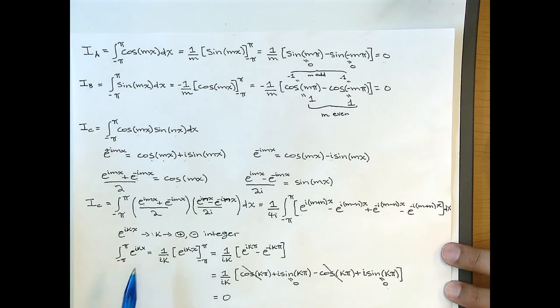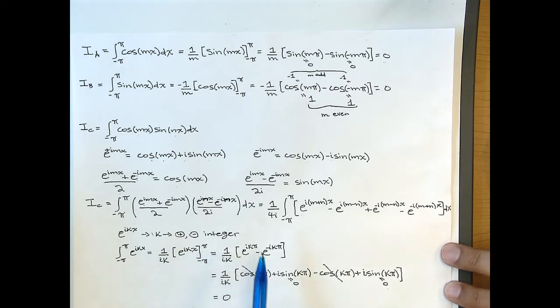So if we integrate this function here, e to the i kx, where k is an integer, all right, this will give us 1 over ik, and e to the i kx evaluated from negative pi to pi.